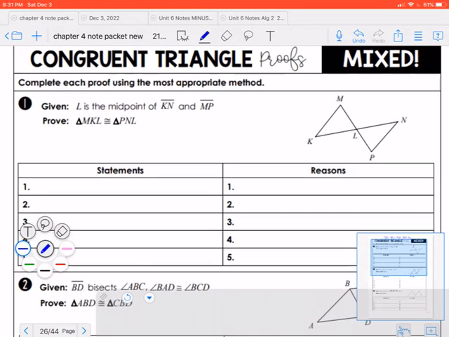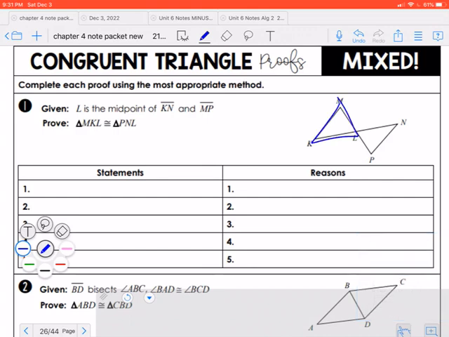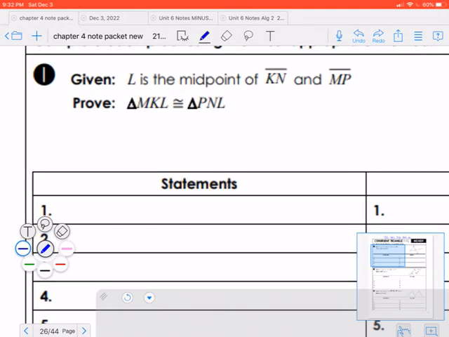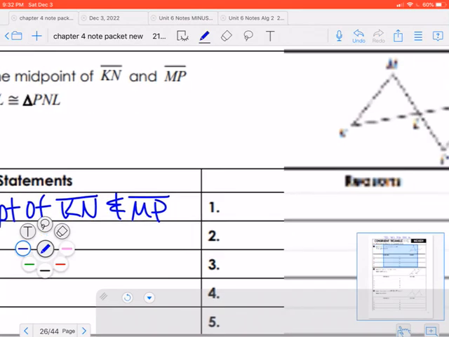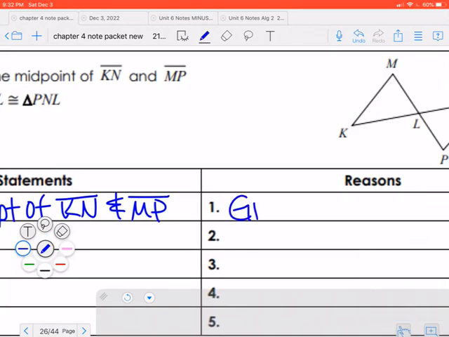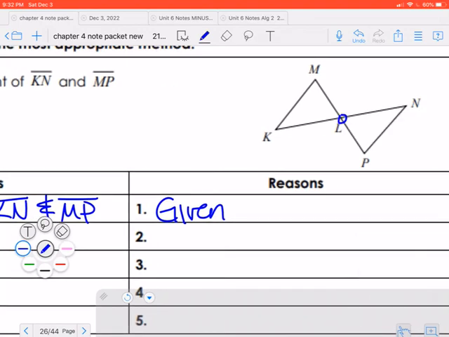So let's start this first one, number one. We're supposed to be proving that MKL is congruent to PNL. All right. So let's start with our first given. It says L is the midpoint of KN. Oh, and MP. So it's the midpoint for two. That is given. So let's do the first one first. It says L is the midpoint of KN.